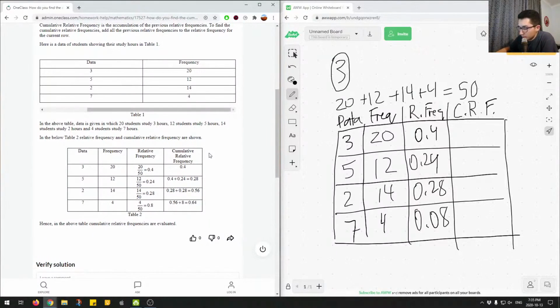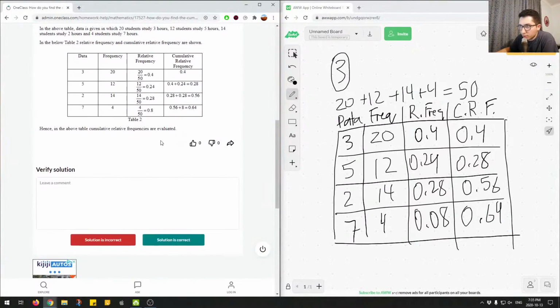Then we'll do the cumulative relative frequency. The first one is 0.4, pretty straightforward. The second one is 0.4 plus 0.24, which is 0.64. The third row is 0.64 plus 0.28, which is 0.92. Finally, we add the last relative frequency of 0.08 and you would get 1.0. And that's how you calculate the cumulative relative frequency.